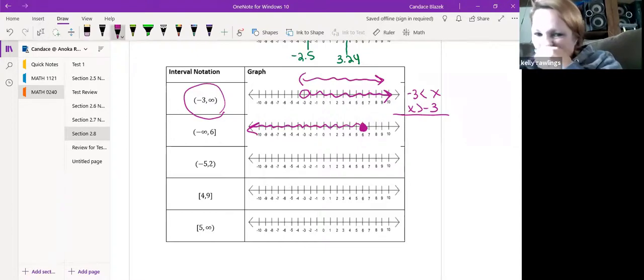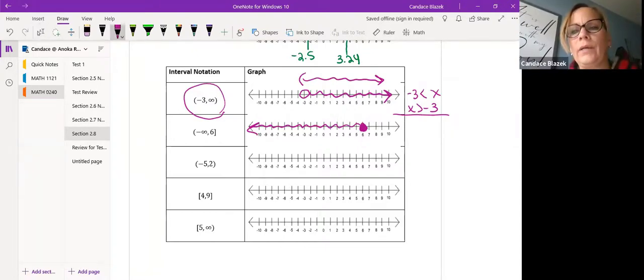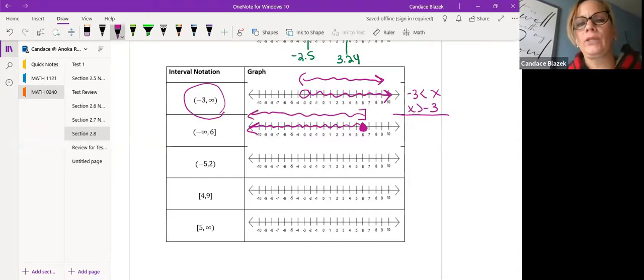Now again, when we have this square, that's why the book will sometimes use the square bracket, because it mimics the interval notation. So again, the curve means we don't include it. It's everything but that in the interval. And the second one means we do include it.